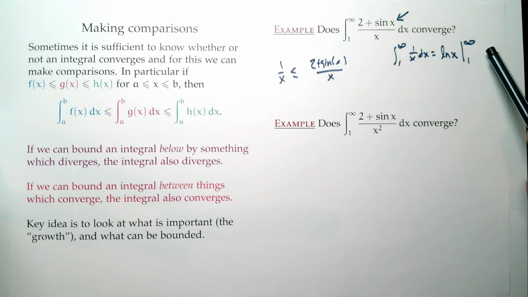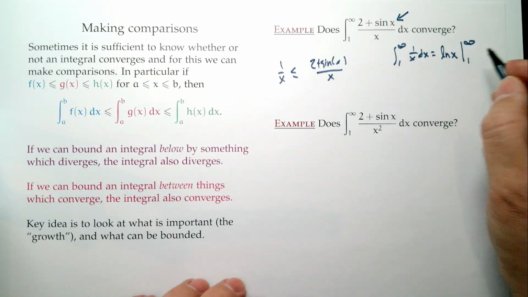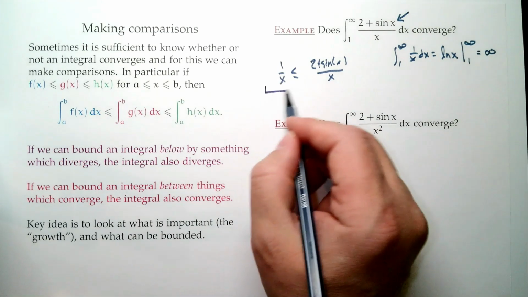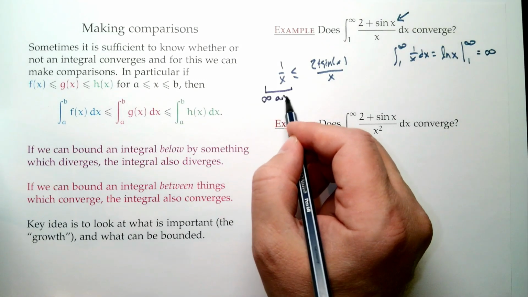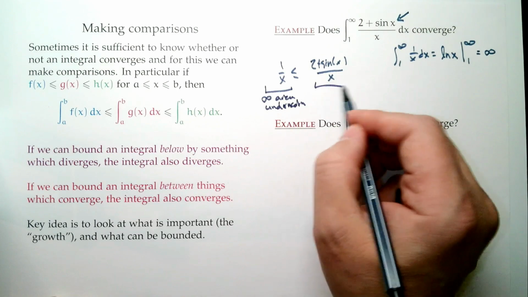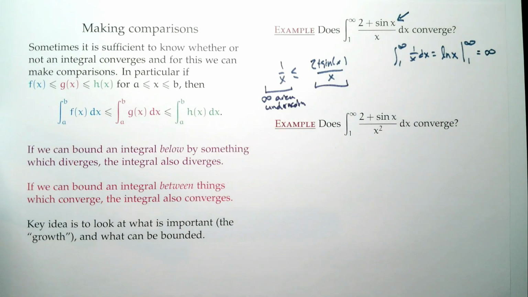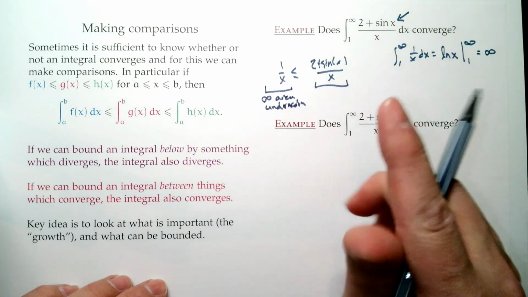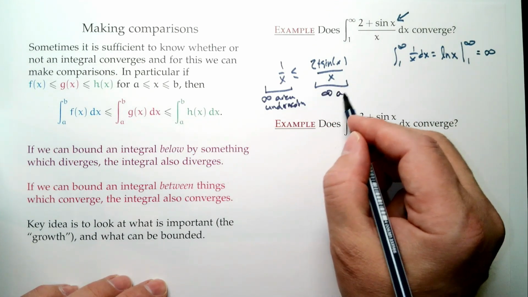As you go to infinity, what happens to log of x? It goes to infinity. Log goes to infinity. Very slowly, it takes its time. It's the tortoise, but it gets there. Which says, all right, this has infinite area underneath. That's what we know about this function. And this is above something which has infinite area. So what's the conclusion about this as well? It also has infinite area.